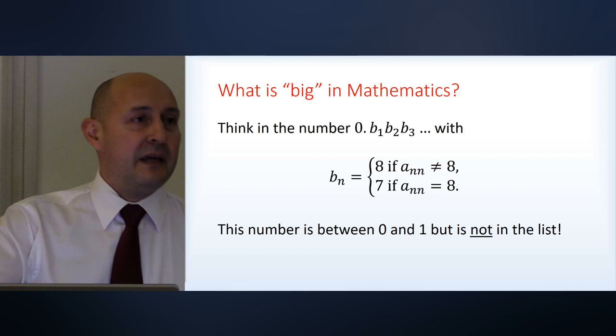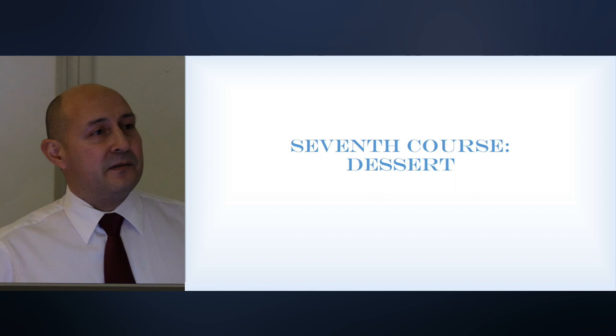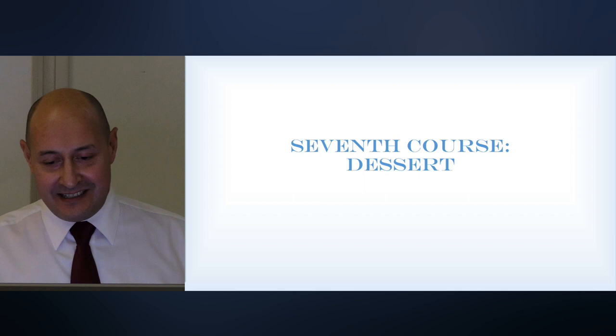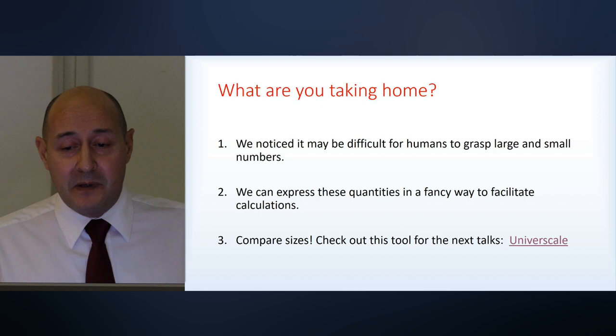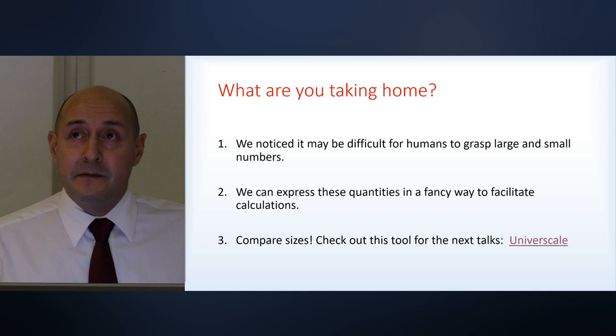All right. The seventh course, of course, in a decent dinner is the dessert. So what are you taking home from this talk? First of all, we noticed that it may be very difficult for humans to grasp large and small numbers. I mean, it's very hard. We're useless making guesses.